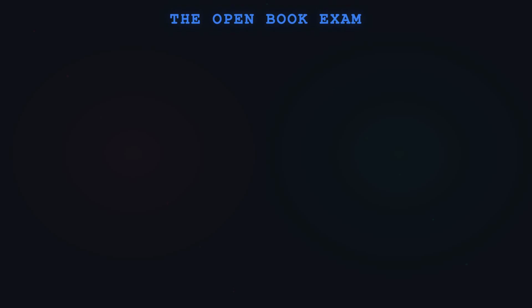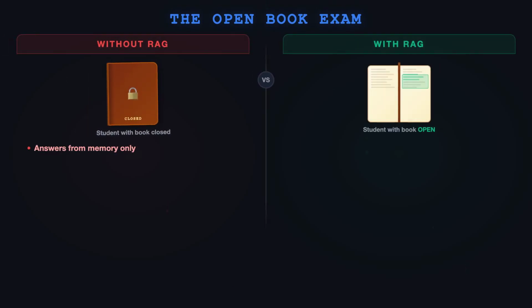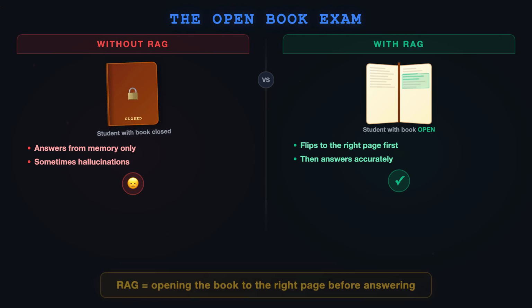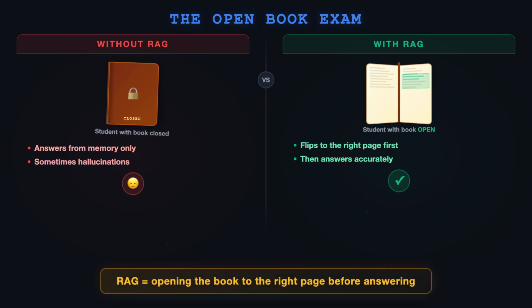Here's the simplest way to understand RAG. Imagine you're taking an open book exam. The exam is the user's question. Your brain is the language model. It knows general things but not everything. The textbook is your company's data. Without RAG, you're taking the exam with your book closed. You answer from memory. Sometimes you're right, sometimes you hallucinate.